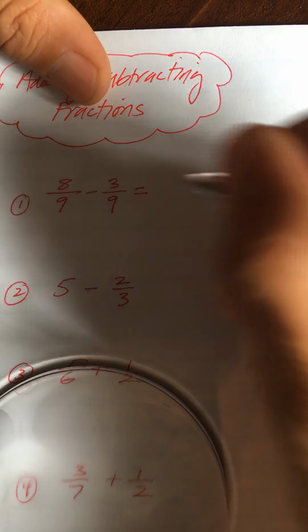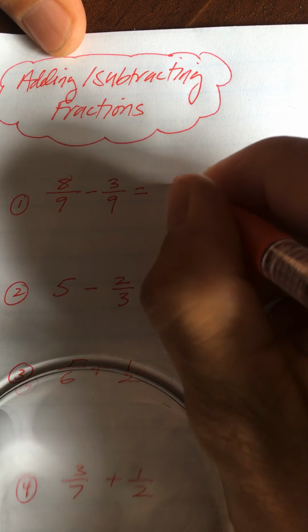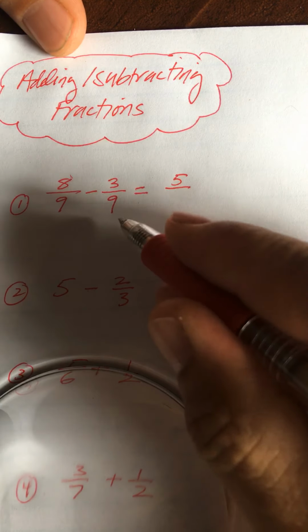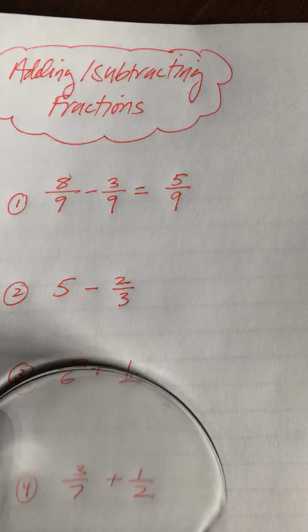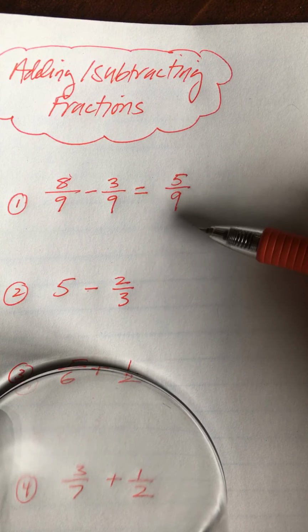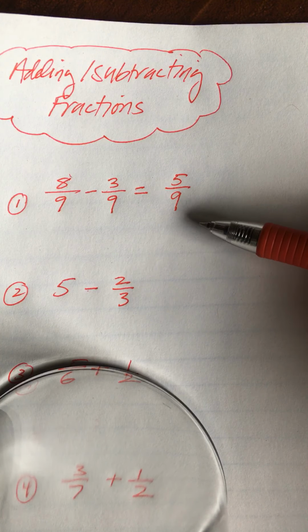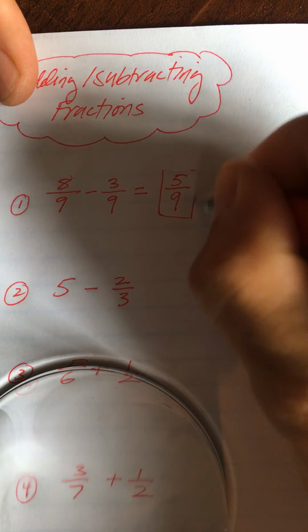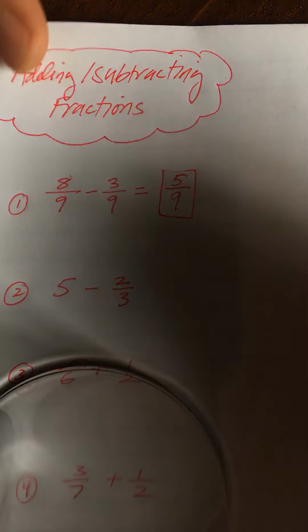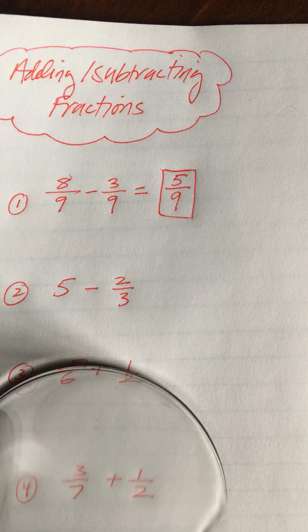So as we take a look at this, I'm going to have 8 minus 3, which is 5, and then I keep the denominator the same, which is 9. And 5 over 9 is in simplest form. It cannot be reduced. There isn't a number that can go into 5 and 9 evenly. So we're going to leave that as it is. Our final answer here would be 5/9.